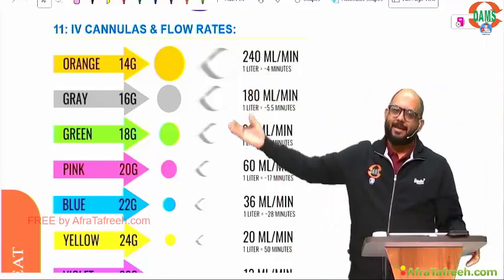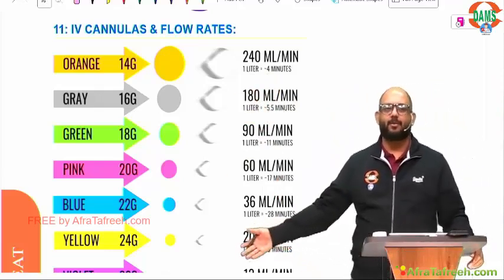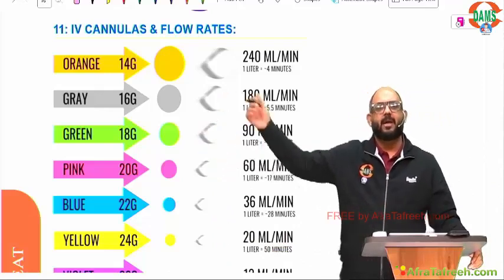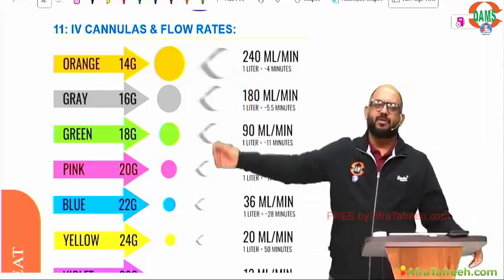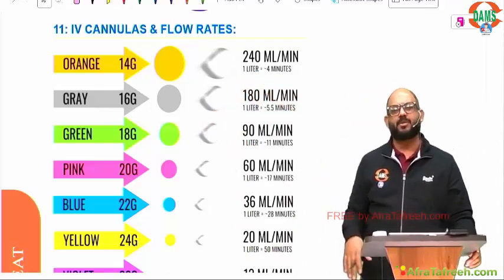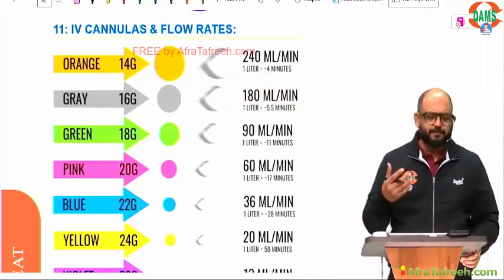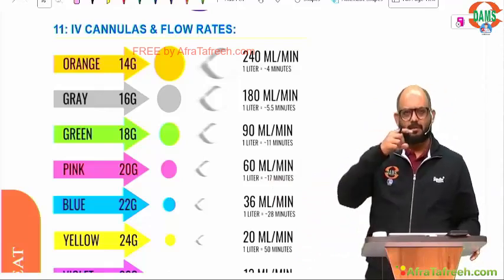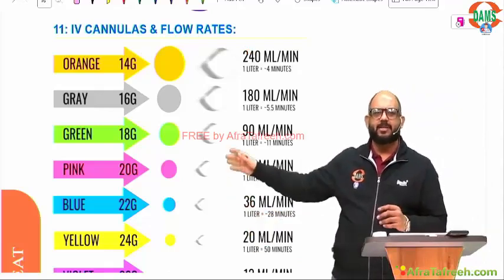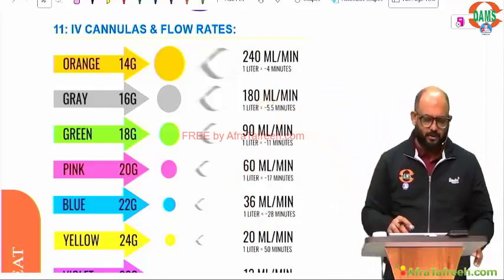These are IV cannulas and their flow rates. Yellow 24G, blue 22G, pink 20G, green 18G, gray 16G, orange 14G, and these are the flow rates. You have to remember approximate flow rates because different lengths of the cannula can have different flow rates. This is the easiest: 20, 36, 60, 90, 180, 240.